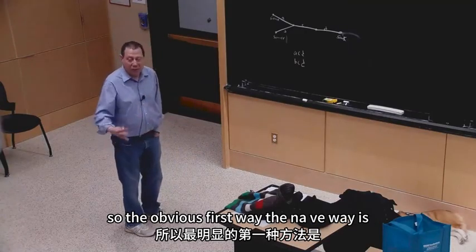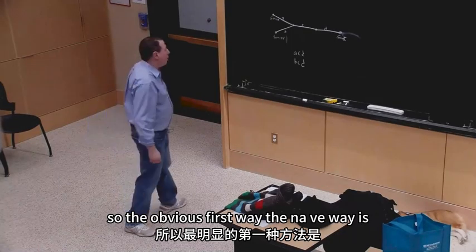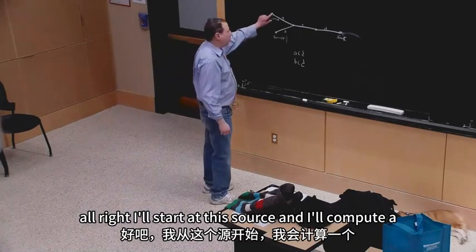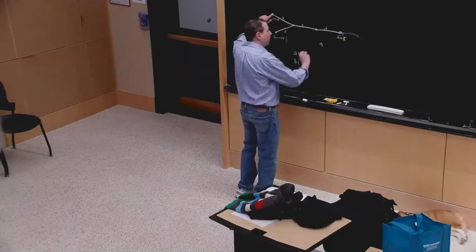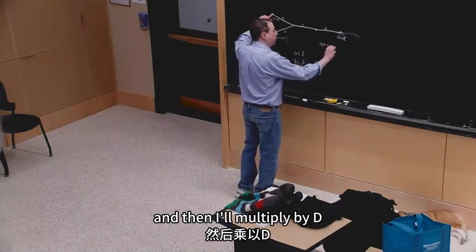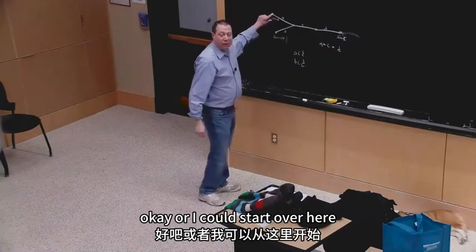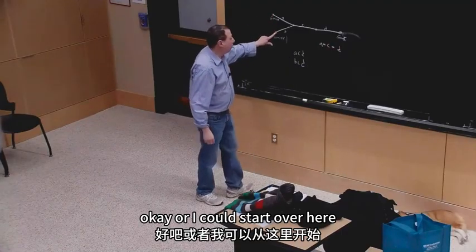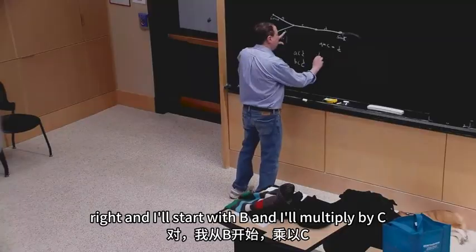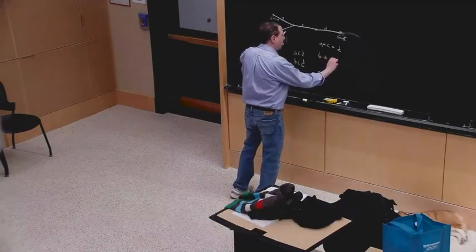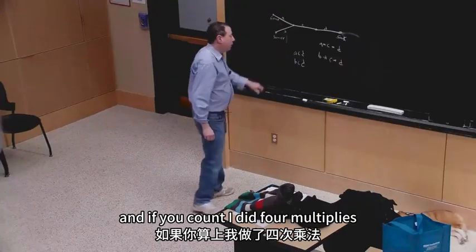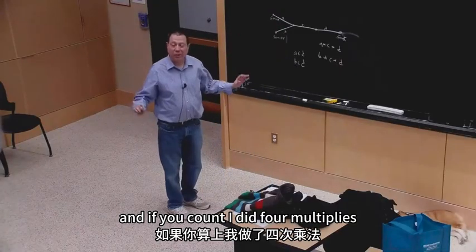So the obvious first way, the naive way, is, all right, I'll start at this source, and I'll compute A, and then I'll multiply by C, and then I'll multiply by D. Or I could start over here, and I'll start with B, and I'll multiply by C, and I'll multiply by D. And if you count, I did 4 multiplies.